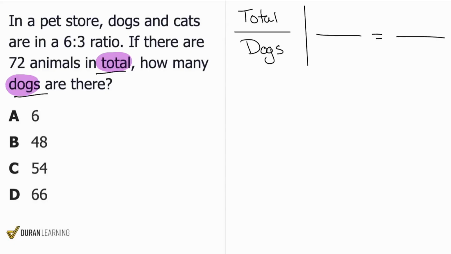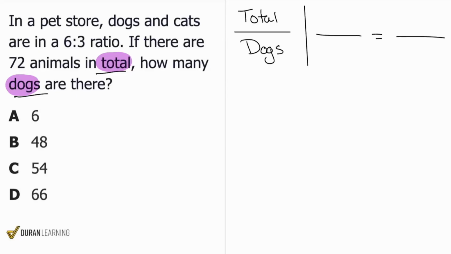Up next, I'll go ahead and fill in my skeleton for the proportion. And now I'll trace the rest of the information, because I saw that there was a ratio that I haven't addressed yet. In a pet store, dogs and cats are in a 6-to-3 ratio. Everybody, quick question. Are the 6 and the 3 all I need to solve this? Can I plug in 6 and 3 and 72 and total or dogs and be done? No, not at all. Here's why.